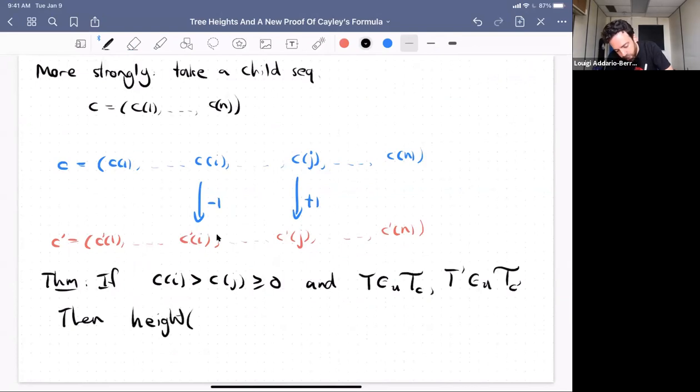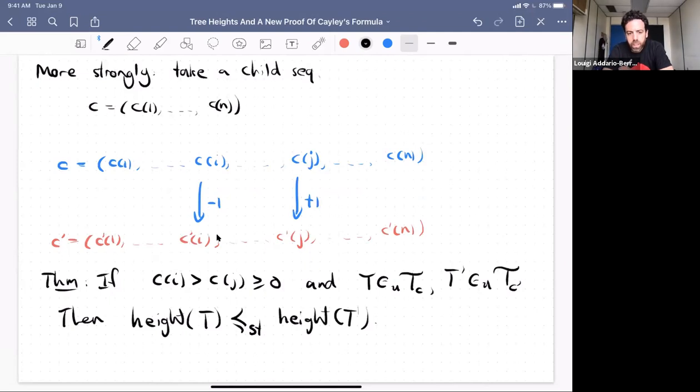So the height of, or stochastically increases the height. Evening out makes the degrees smaller on average, so taller trees. So the height of T is stochastically smaller than the height of T prime. Okay, so those are the theorems.